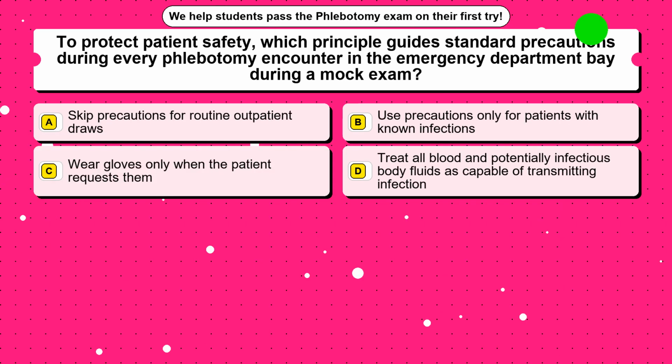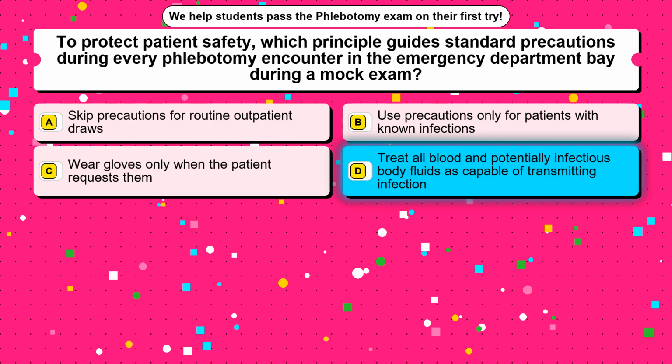Question 7. To protect patient safety, which principle guides standard precautions during every phlebotomy encounter in the emergency department bay during a mock exam? Option A. Skip precautions for routine outpatient draws. Option B. Use precautions only for patients with known infections. Option C. Wear gloves only when the patient requests them. Option D. Treat all blood and potentially infectious body fluids as capable of transmitting infection.